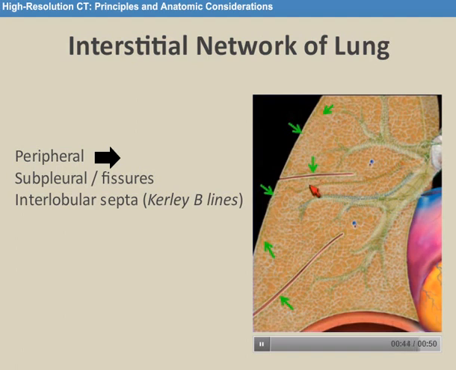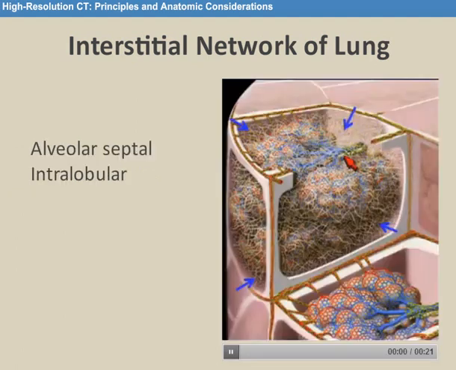Now, for the third component of the interstitium, we've done the axial and the peripheral. Now we're going to zoom into one of these secondary pulmonary lobules. And here, the artist has depicted the surface of the lung.